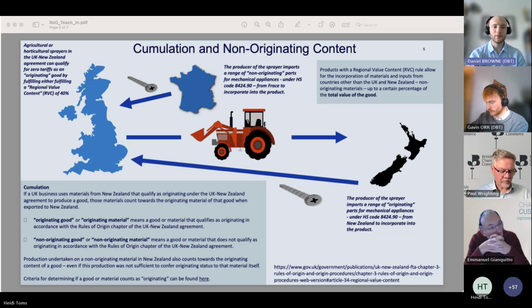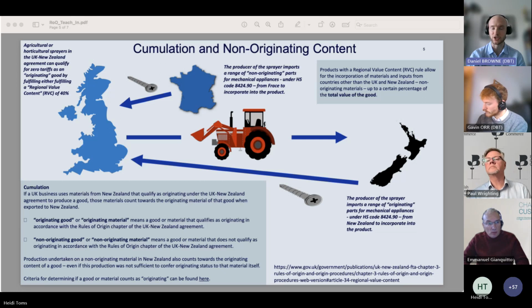An RVC allows for the incorporation of materials and inputs from countries other than the UK and the trading partner, in this instance, New Zealand, up to a certain percentage of the total value of the good. To calculate the product's RVC, basically producers need to determine the total value of the good that they're producing based on the costs as determined within the rules of origin chapter of the trade agreement that we're looking at.